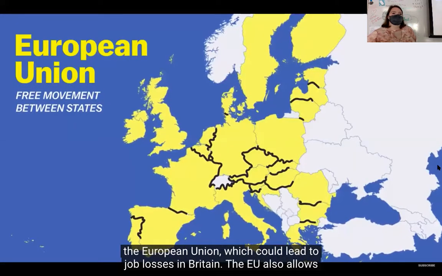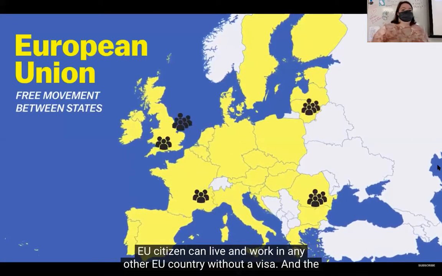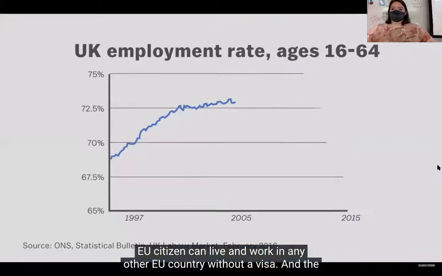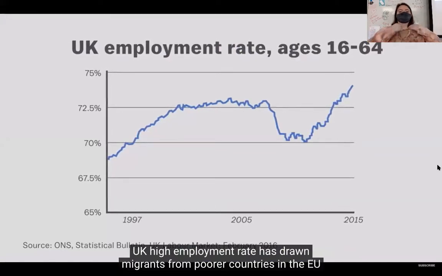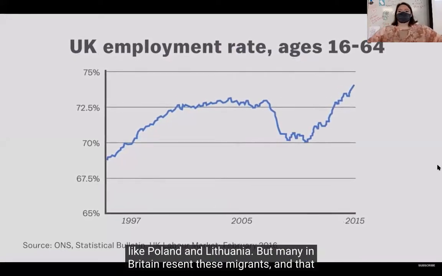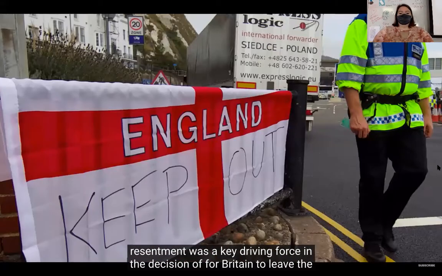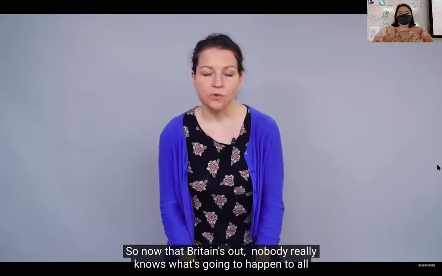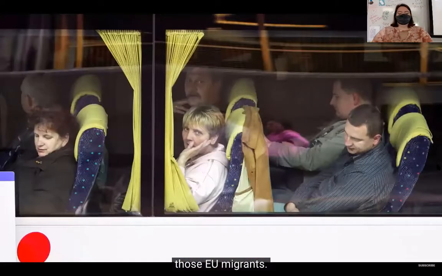The EU also allows for the free movement of people within its member states, which means that any EU citizen can live and work in any other EU country without a visa. And the UK's high employment rate has drawn migrants from poorer countries in the EU, like Poland and Lithuania. But many in Britain resent these migrants, and that resentment was a key driving force in the decision for Britain to leave the European Union. So now that Britain's out, nobody really knows what's going to happen to all those EU migrants.